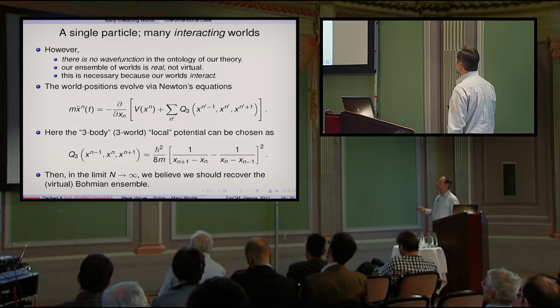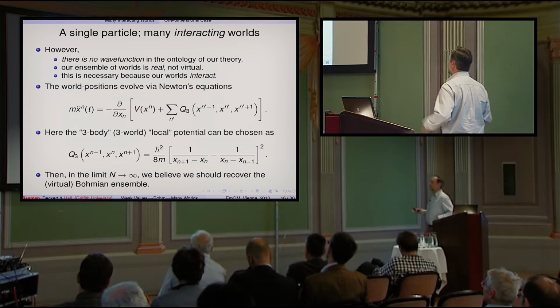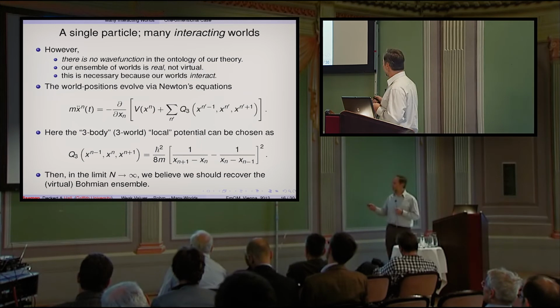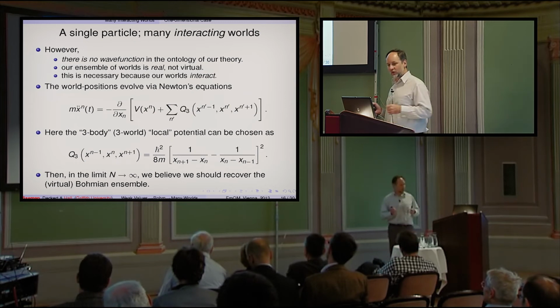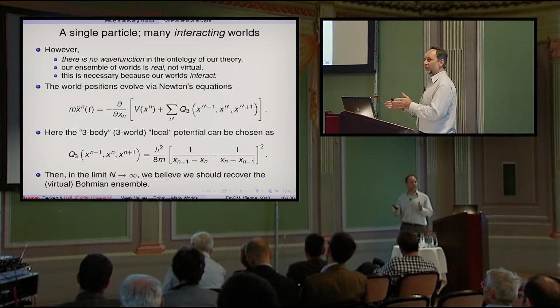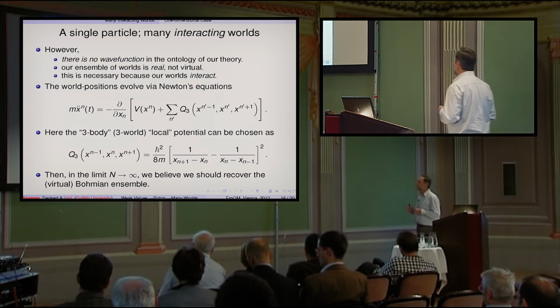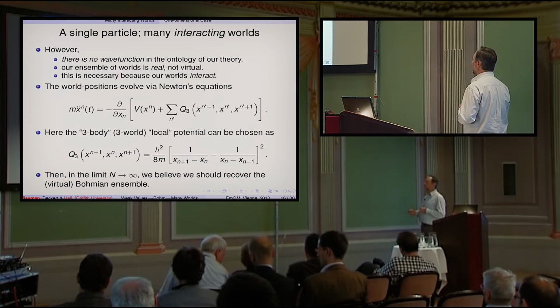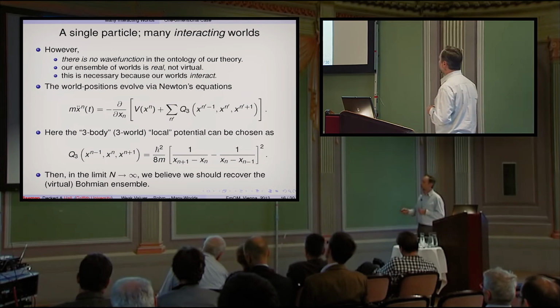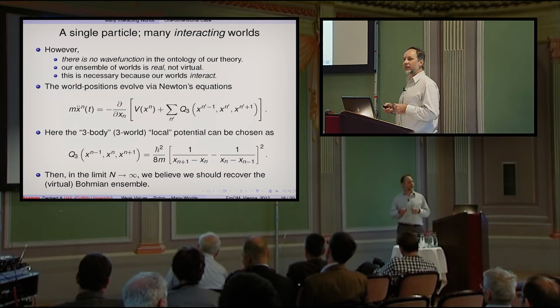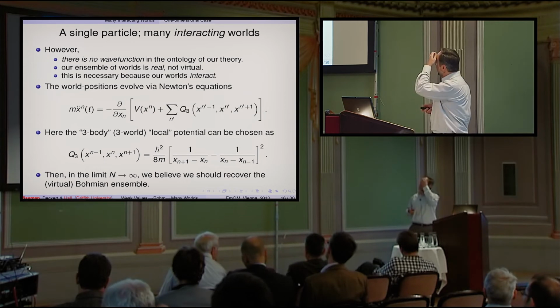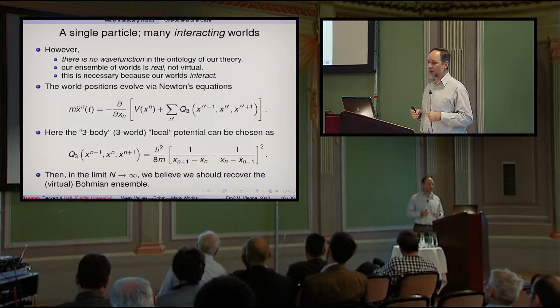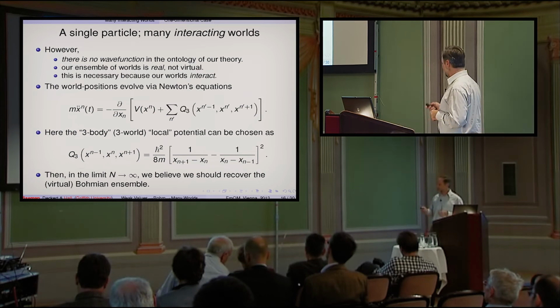But in any case, I suppose one thing you can take from it is that it blows up if the particles get too close together. If nearby universes, nearby worlds, get too close together, then this potential blows up, and so of course this is going to prevent that from happening. And what we believe is that with those initial conditions I talked about, if we take the limit n goes to infinity, this potential will actually result in an ensemble which is equivalent to the virtual Bohmian ensemble for that wave function.